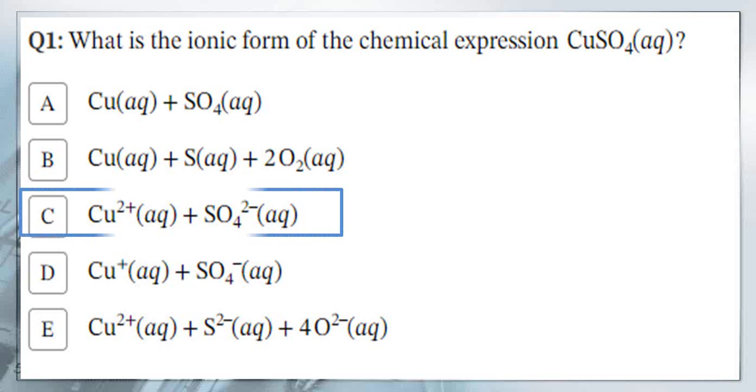So the right answer will be number C, Cu plus 2. We must write 2 and the sign after it, 2 plus aqueous, plus the sulfate group SO4 2 negative aqueous.